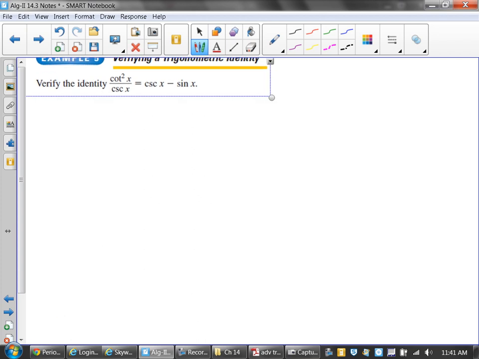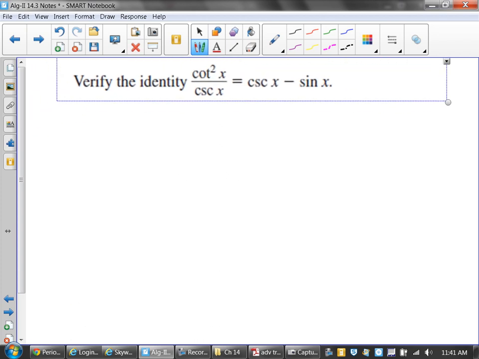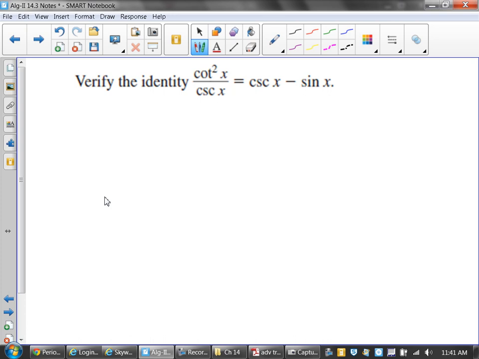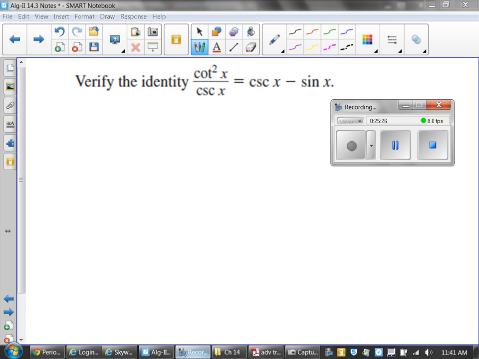All right. Verify this one then, please. Take a minute. See if you can get through it. Start with what's on the left. Show that it equals what's on the right. Try that.